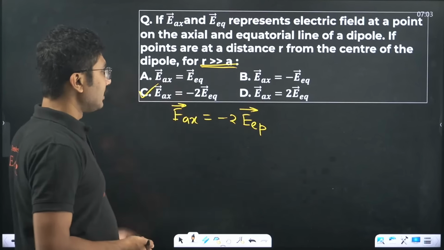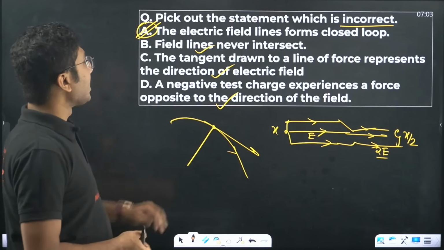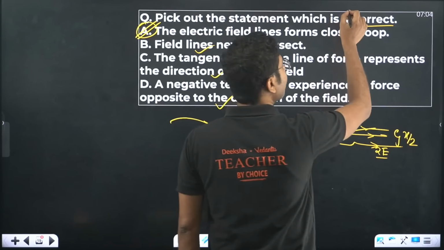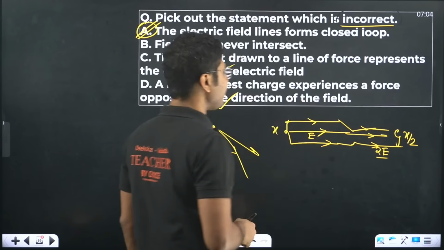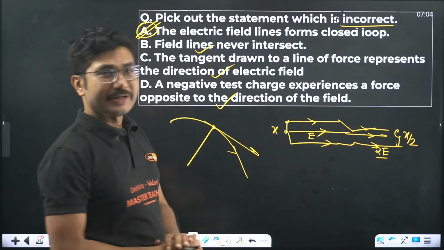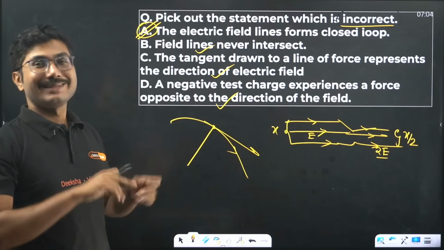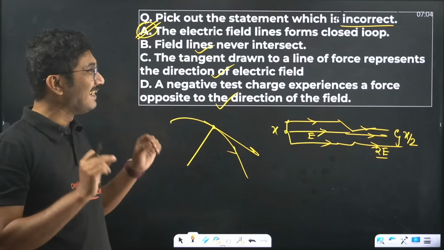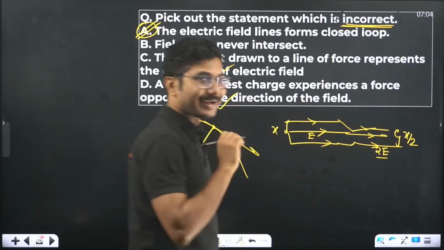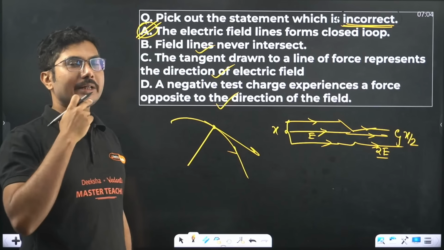So now again, this question I have already discussed. Next, look into this. Pick out the statement which is incorrect. You have to be careful in the exam, because sometimes they will give you an incorrect statement, sometimes they will ask you to find the correct statement, sometimes a wrong statement, a false statement. In that case, don't be confused, just read and underline incorrect, correct, false, true, so that you have clarity about what they are asking you.